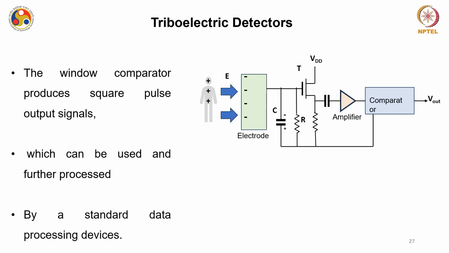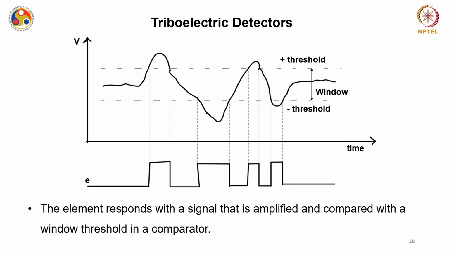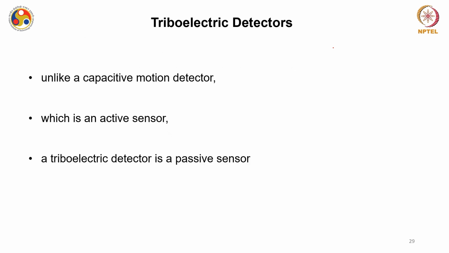So the window comparator usually produces square pulse output signals which can be used for further processing. So the element responds with a signal that is amplified and compared with the window threshold in a comparator. As soon as it crosses some threshold, it shows some value.